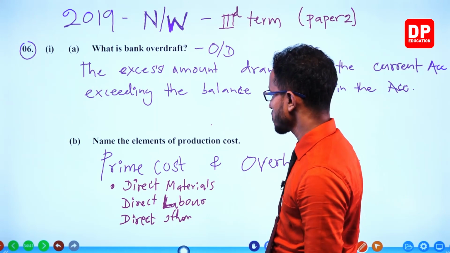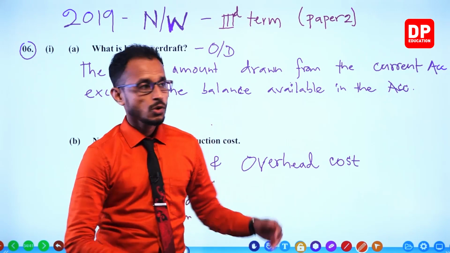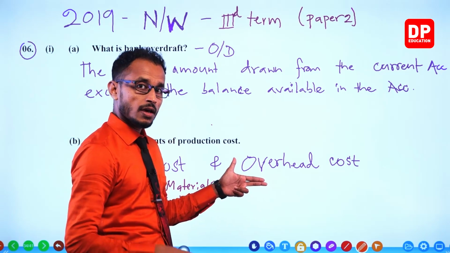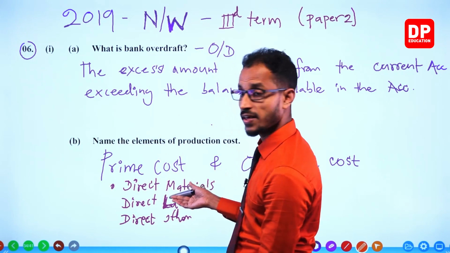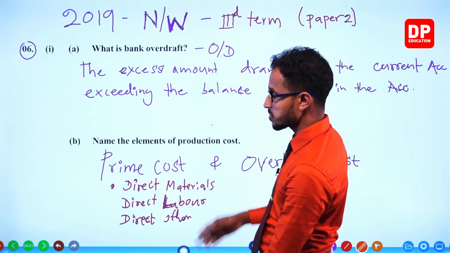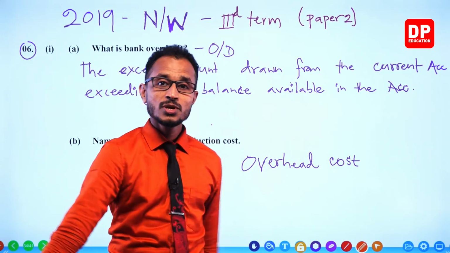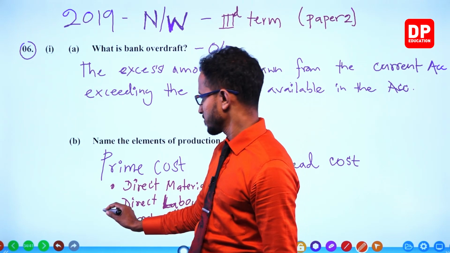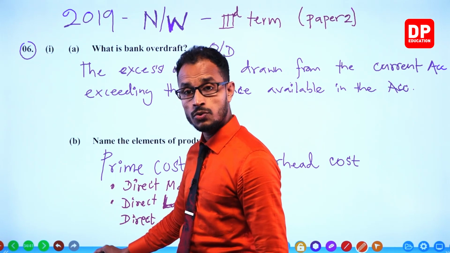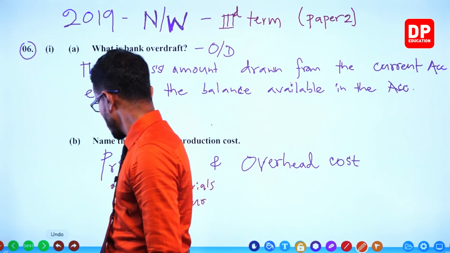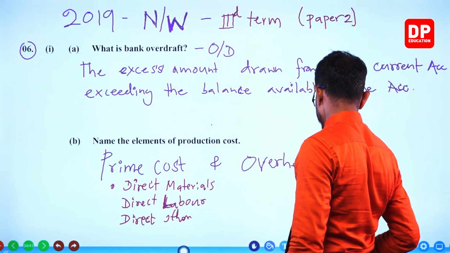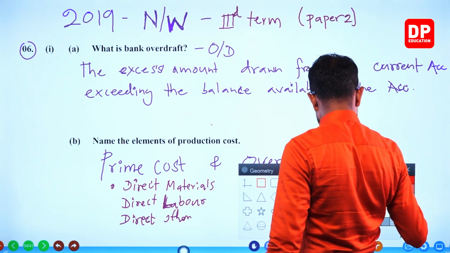First the prime cost, then the overhead cost, right? Under prime cost, 3 elements are there. Likewise, under overhead cost also, there are another 3 elements. You can write them down. Can you? Don't look at me. I can. Can you?